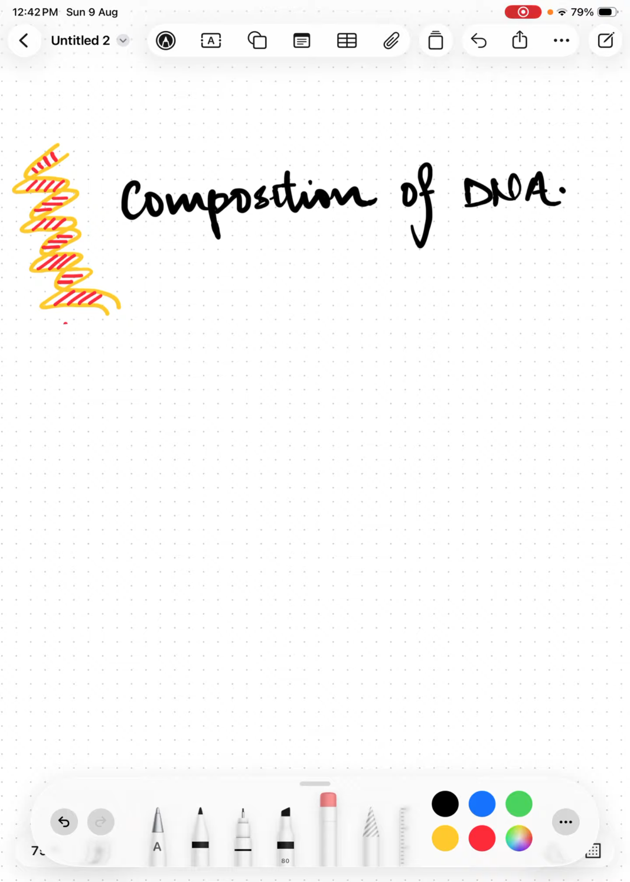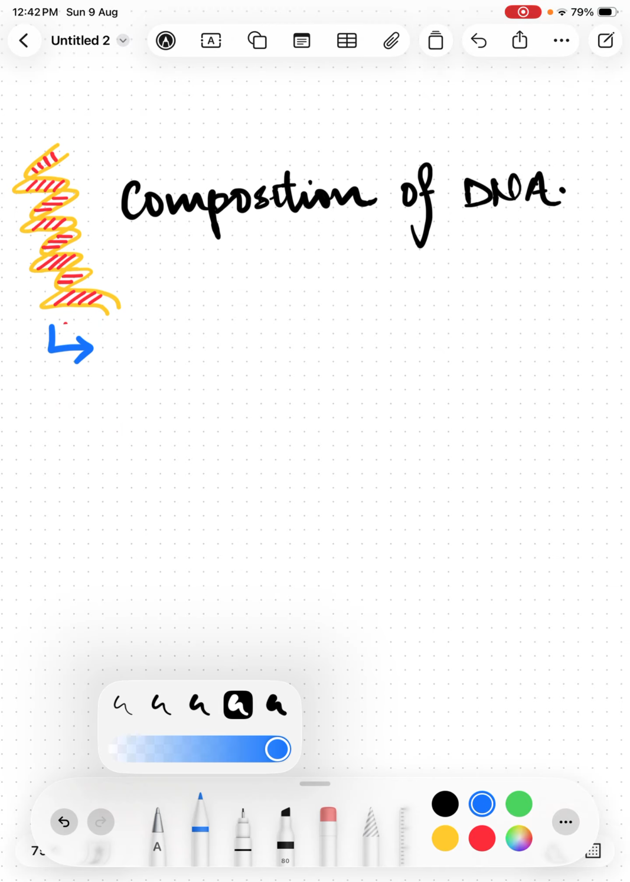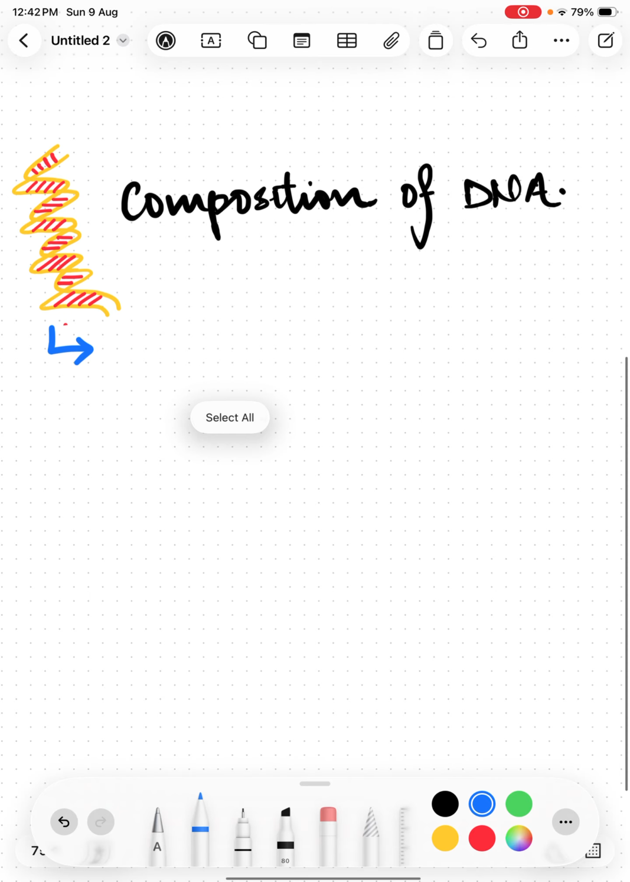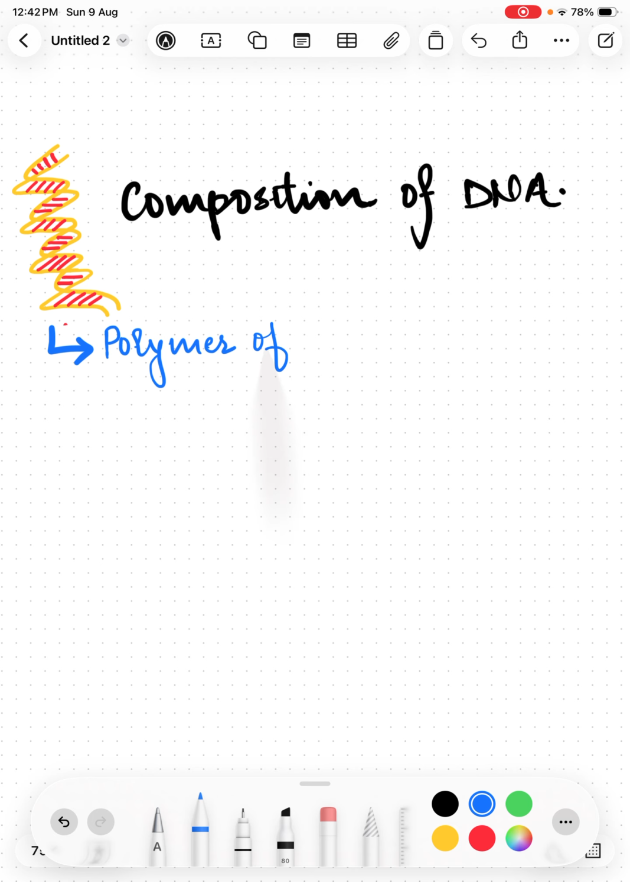In today's lecture, we will be talking about composition of DNA. So, let us see very basic things about DNA. DNA is a polymer of nucleotide. That means many nucleotides are attached together to synthesize DNA.